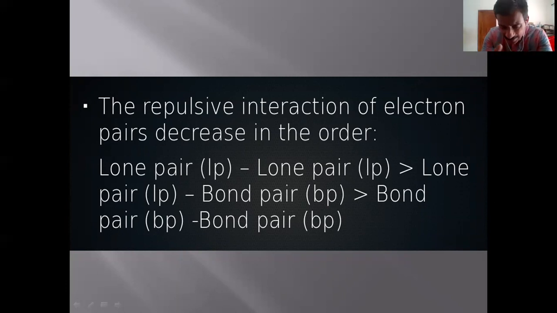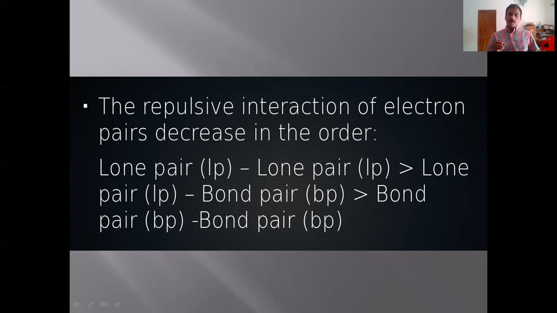So when we consider the repulsions, lone pair repulsion is more, and that is greater than lone pair bond pair repulsion, which is greater than bond pair repulsion. Now we can go to the third statement, third postulate. What is it?